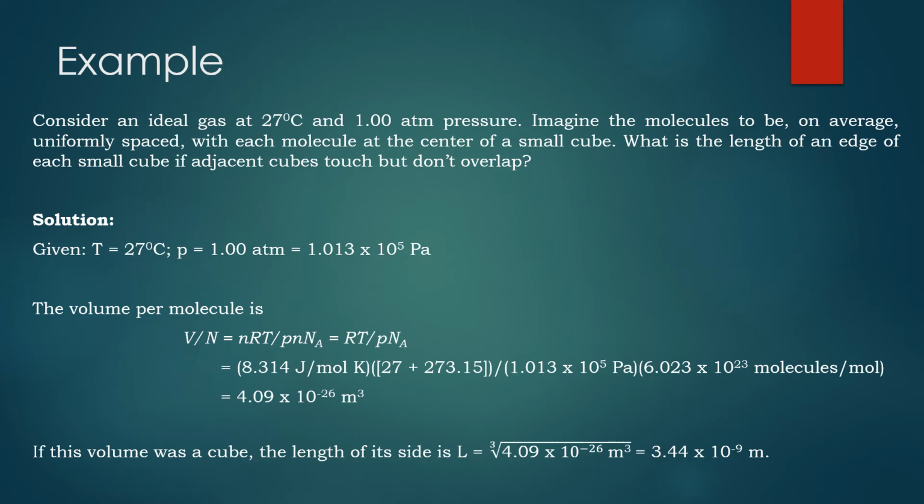If this volume was a cube, the length of its side is equal to L, which is equal to the cube root of 4.09 times 10 to the negative 26 cubic meters, which is equal to 3.44 times 10 to the negative 9 meters.